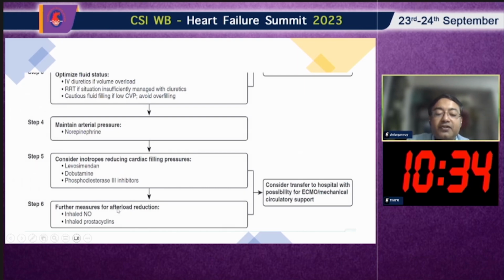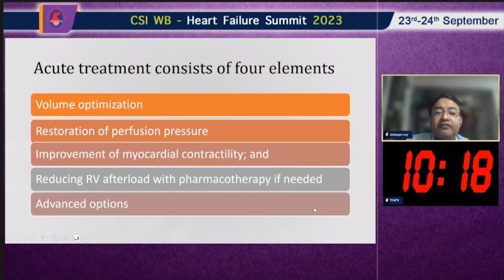Further measures for afterload reduction like inhaled NO or inhaled prostacyclins may be required in certain cases, particularly in patients with high pulmonary arterial pressure. We also have to consider transferring the patient to a setup where ECMO or mechanical circulatory support may be available in advanced cases.